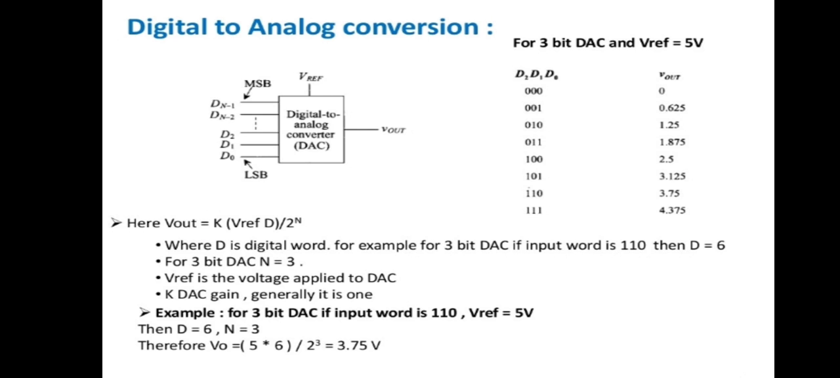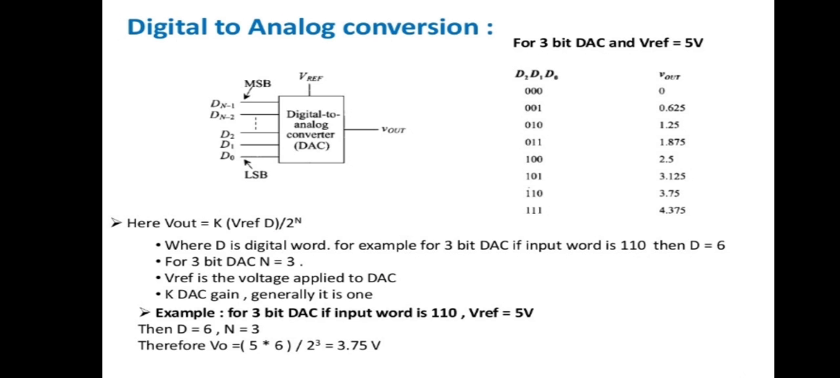Digital to analog conversion. Consider a 3-bit DAC with V reference equal to 5 volts. Here V out equals K times V reference times D divided by 2 to the power N, where D is the digital word. For example, for a 3-bit DAC, if the input word is 110, then D equals 6, and N equals 3. V reference is the voltage applied to the DAC. K is the DAC gain, generally 1.